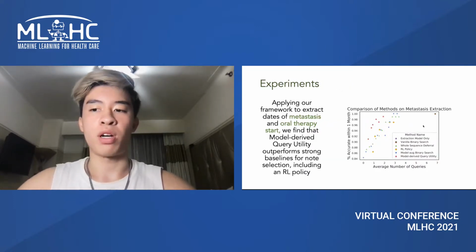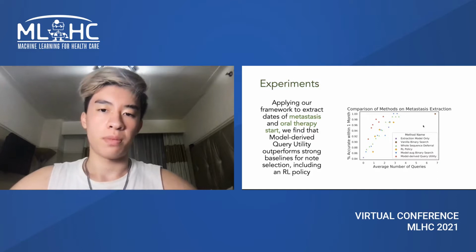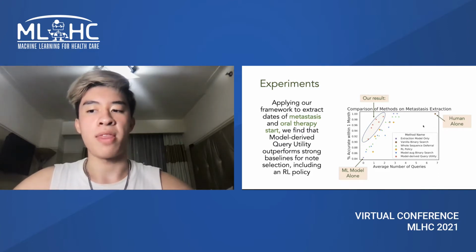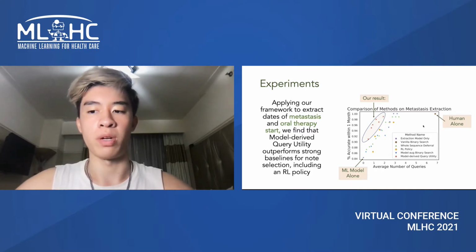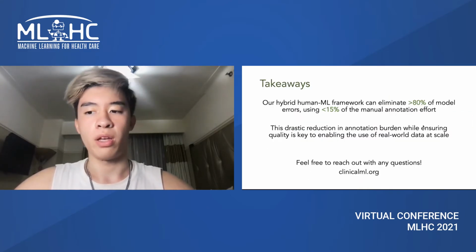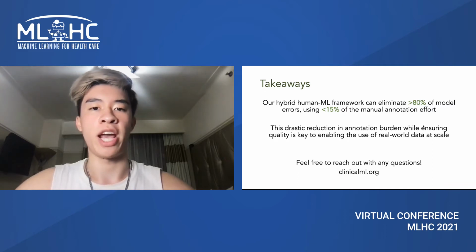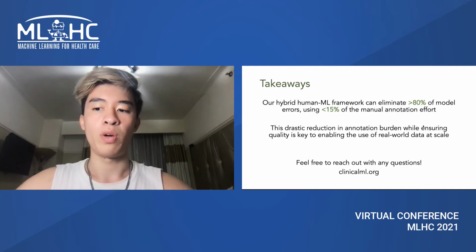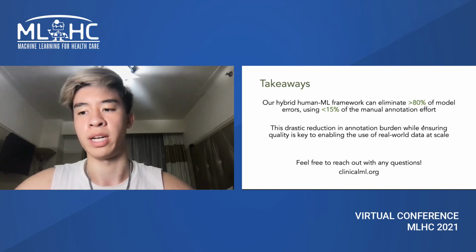We apply this framework on 2 tasks, and here on this graph, we plot accuracy on the y-axis and the number of queries on the x-axis. We see that our method has higher accuracy than the ML model alone, with far fewer queries than the human alone. In summary, using our hybrid framework can reduce errors by 80% while using only 15% of annotation cost, which is essential when it comes to building real-world data at scale.